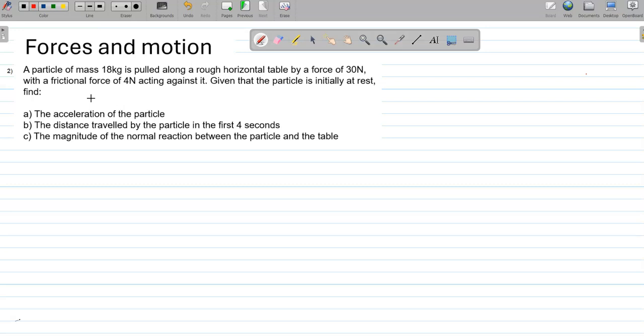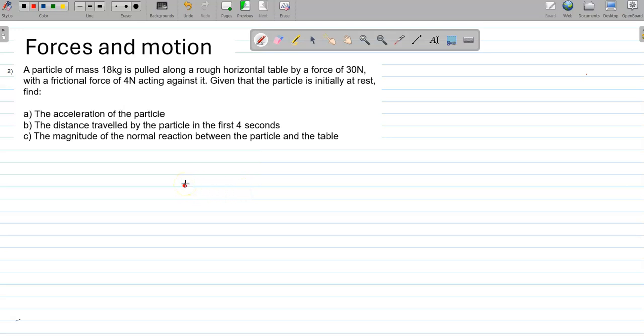The acceleration of the particle, B. Find the distance traveled by the particle in the first 4 seconds, and C. You are required to calculate the magnitude of the normal reaction between the particle and the table. Let us model the question.